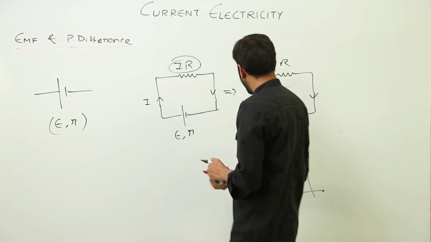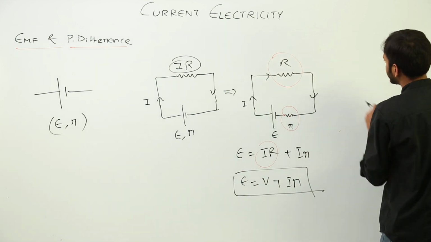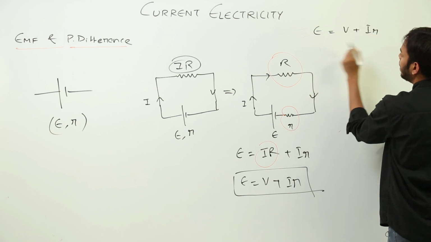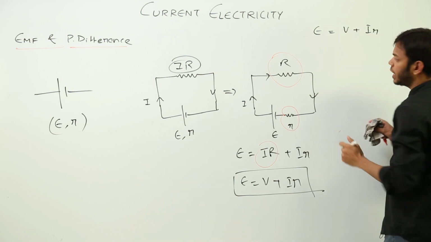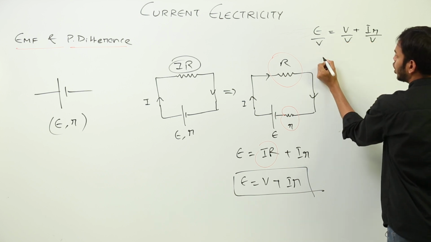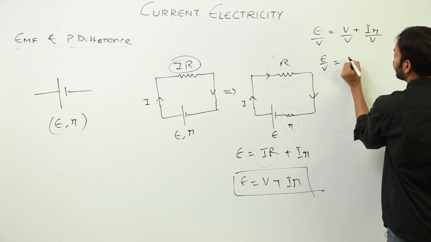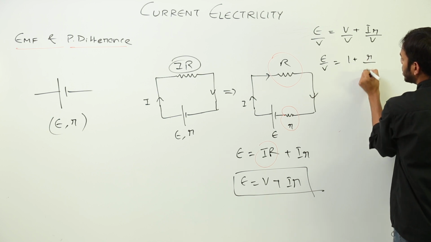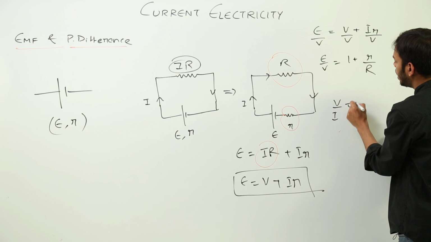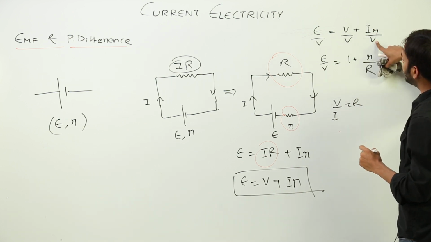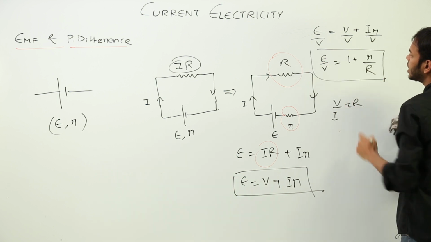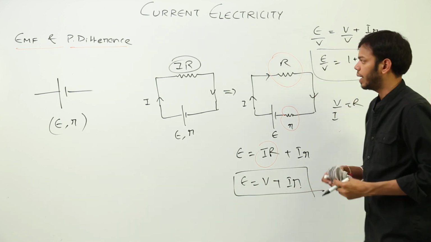See, in some books, I'll write it here itself. E is equal to V plus I into r. I am dividing the whole equation by V. I'll get E upon V is equal to 1 plus I r upon V. Here V upon I is capital R, so I am taking this I on the denominator of V. That is why I am getting V upon I as R. So in some books they have written this formula, in some books they have written that formula.